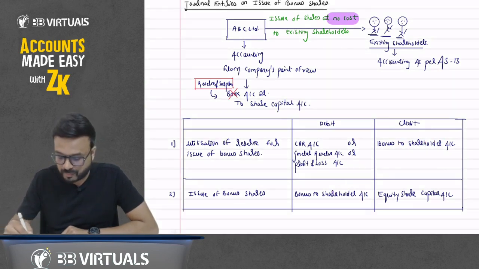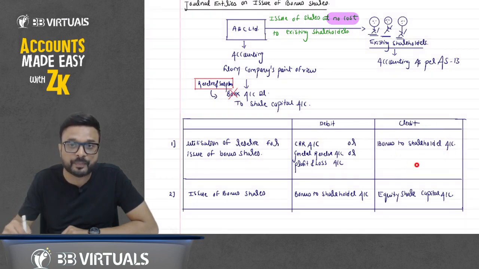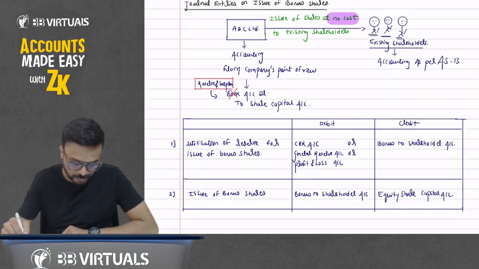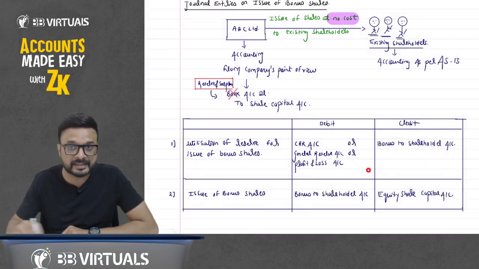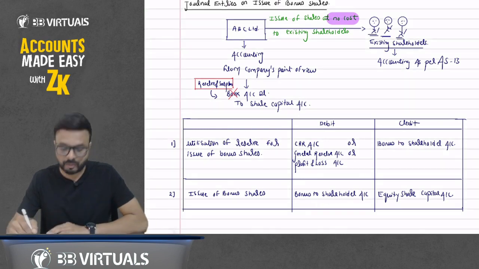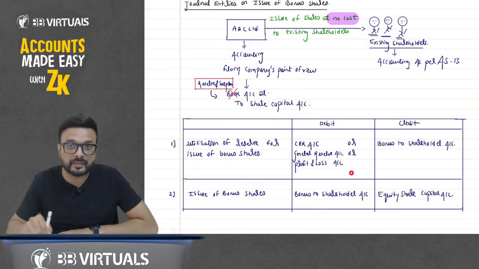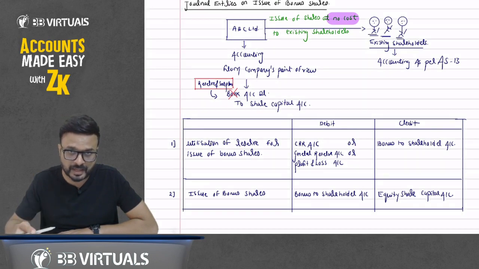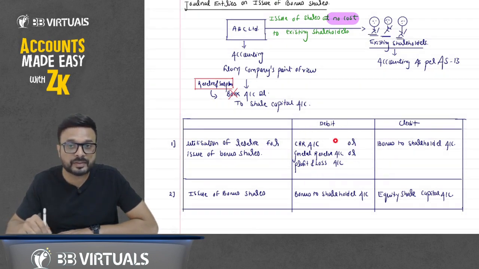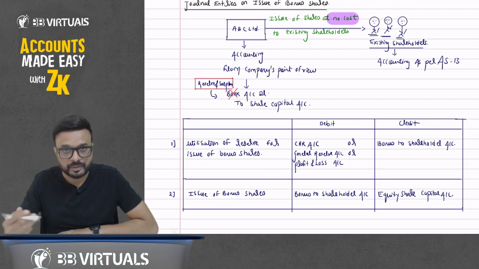You have credited the bonus to shareholder account and you have debited the bonus to shareholder account here. So if you observe, you have cancelled. First you are liable to pay something to the shareholder and you have discharged this liability. So bonus to shareholder account will get cancelled. So what net entry have you passed? You have passed reserve and surplus account debit. You can utilize CRR account, general reserve account and profit and loss account. And you will credit equity share capital account. These are the entries for issue of bonus share.